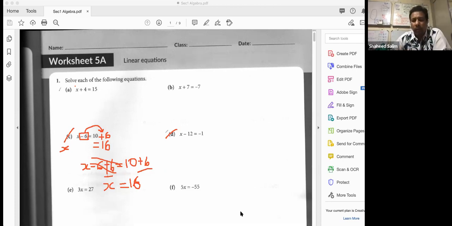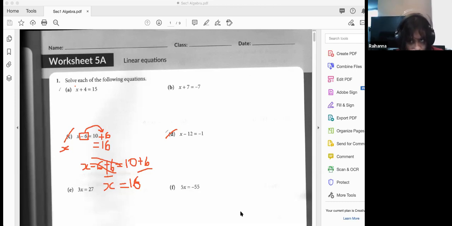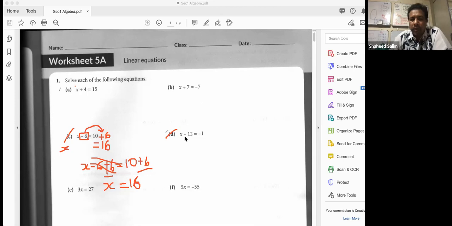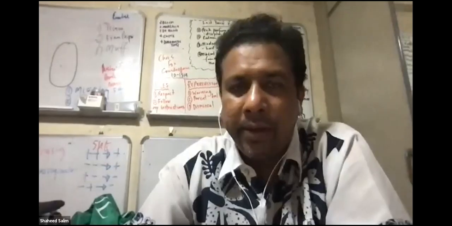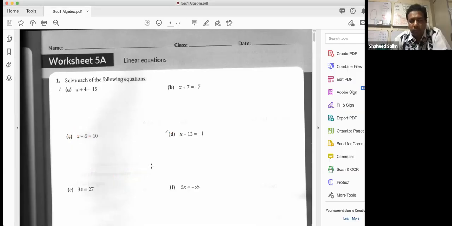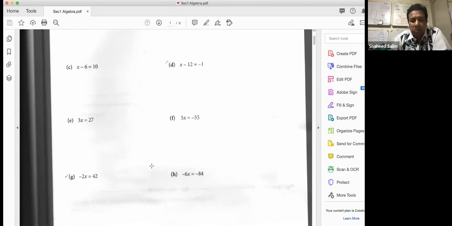Is the answer 11? Yes. Well done. Okay. So down here, you plus 12, you bring over come as 12, so it's x equals 11. All right, so that means you are quite okay. You move on to the next one.